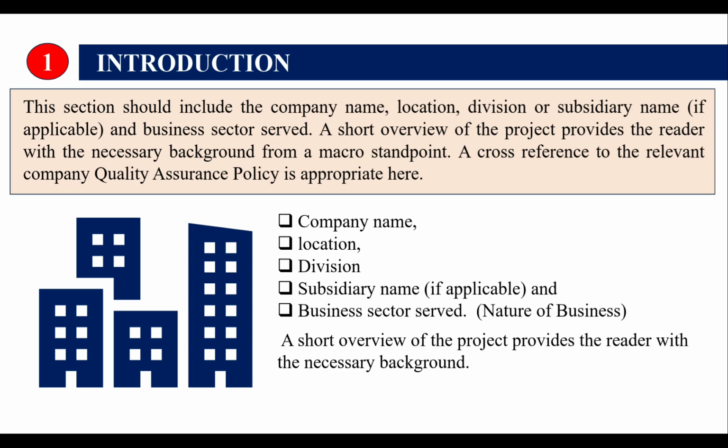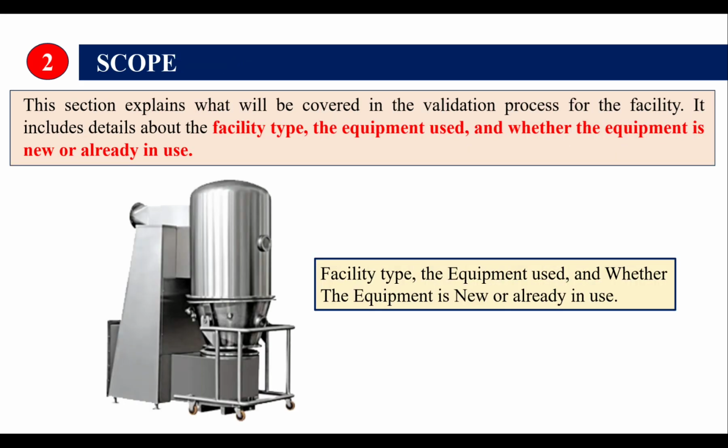After the introduction, we must ensure the scope. The scope defines what is covered in the validation, like the facility and equipment that is in use, which may be new or already in use. Whenever we are using any sort of equipment or facility, we must make it clear which is new and which is already in use.